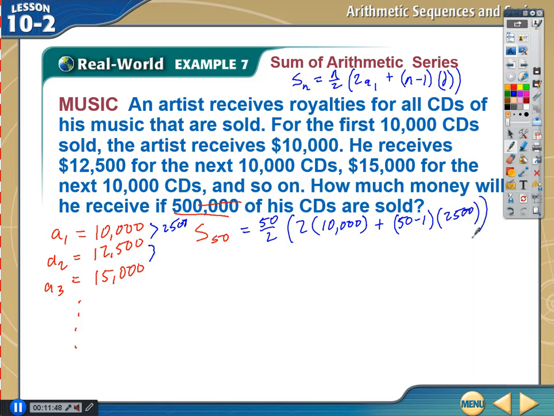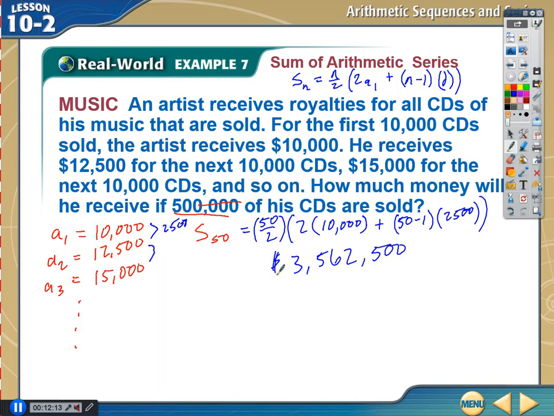Boom. Type that all in your wonderful calculator. Again, be careful with that. You may want to put extra parentheses there. 50 divided by 2. Slap all that in there. And what do you get? You get 3,562,500.